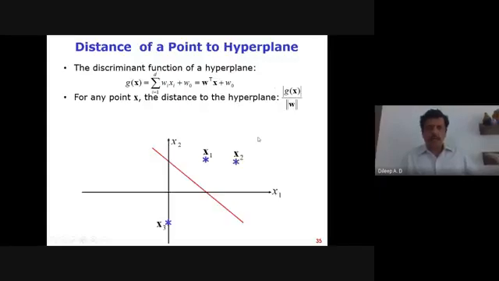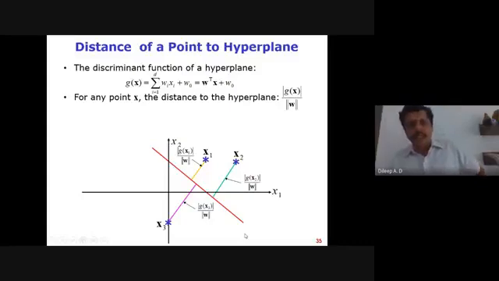Suppose this is my hyperplane and these are the different data points in the space. The distance of x1 to the separating hyperplane is g of x1 divided by the norm of the weight vector, and similarly g of x2 by the norm of the weight vector, and g of x3 by the norm of the weight vector. This gives the distance of a vector to the separating hyperplane.